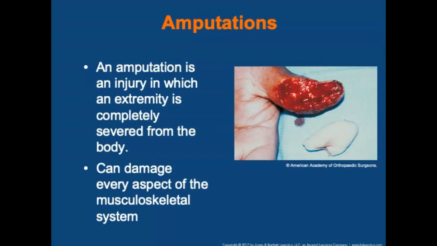Then the next orthopedic injury we're going to talk about is amputations. An amputation is an injury in which an extremity is completely severed from the body. This injury can damage every aspect of the musculoskeletal system, from bone to ligament to muscle.